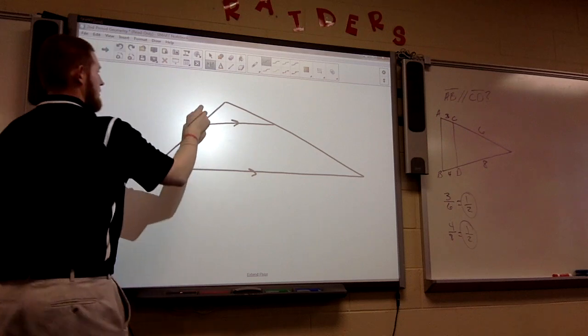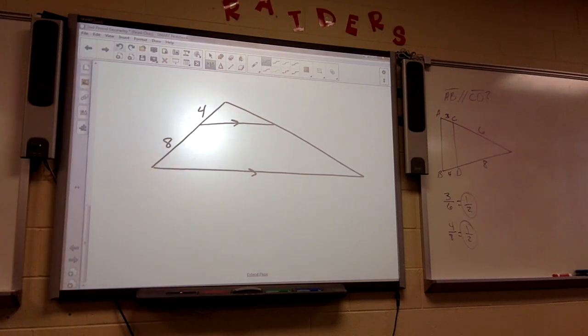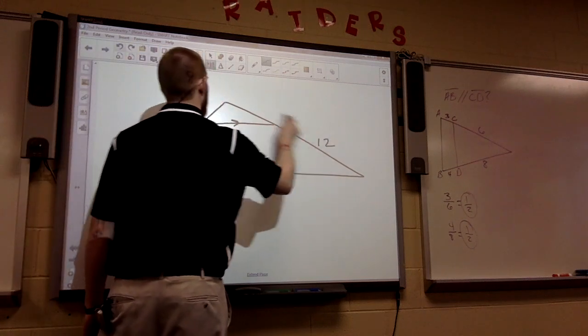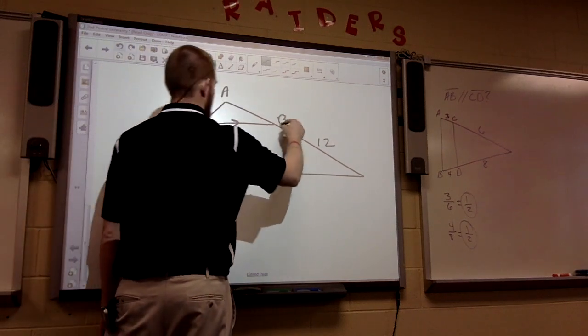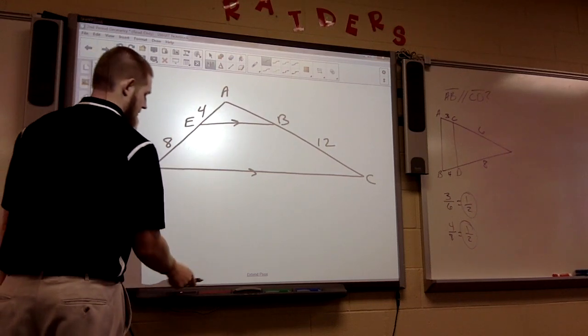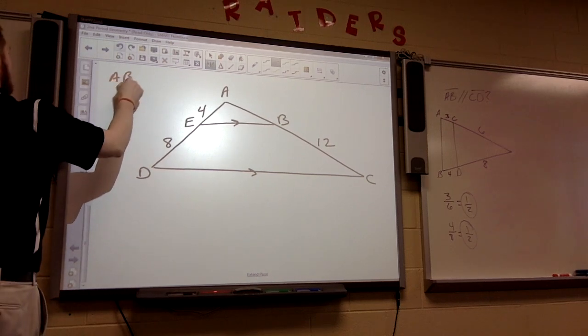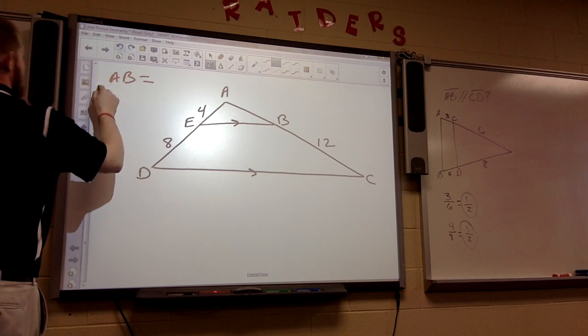Parallel, parallel. This is 4, this is 8. This is 12. I have A, B, C, D, and E. My goal here is to find the length of AB. What does AB equal?